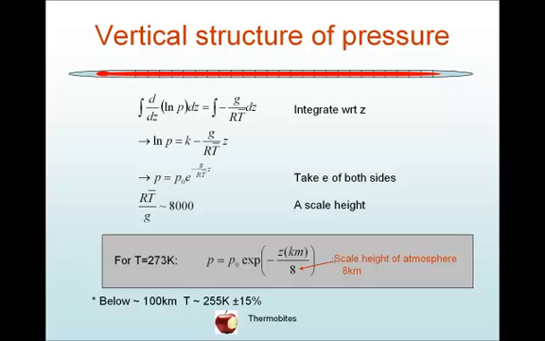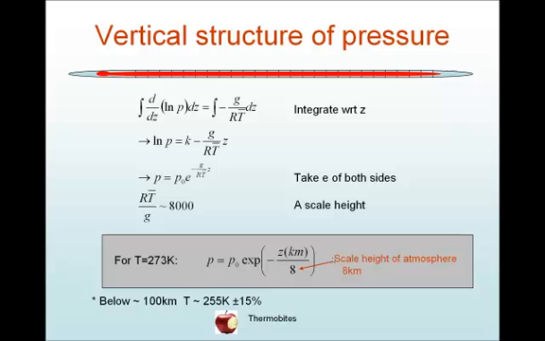That's what's shown here in the top equation. The integral of d by dz of log P dz is equal to the integral of minus g on R T bar dz. So the left hand side integrates to log P, and the right hand side we have minus g on R T bar times z, and a constant of integration k.